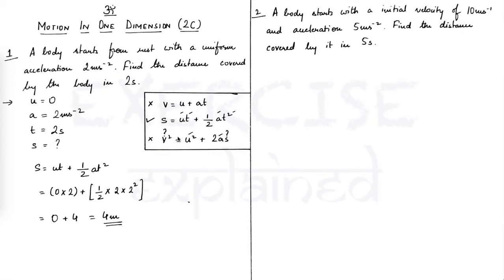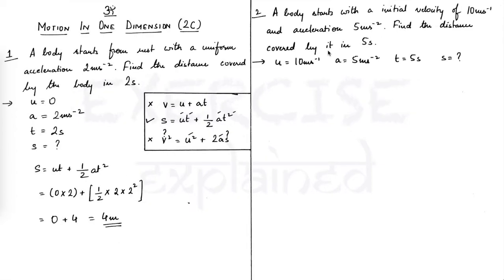Coming to the next question, that is question number 2, exercise 2C. A body starts with initial velocity of 10 meter per second and acceleration 5 meter per second square. Find the distance covered by it in 5 seconds. So initial velocity is given as 10 meter per second. Acceleration is given as 5 meter per second square. Distance we need to find, and time is given as 5 seconds. So I just wrote the given data. U is 10 meter per second, a is 5 meter per second square, t is 5 seconds, s we need to find.